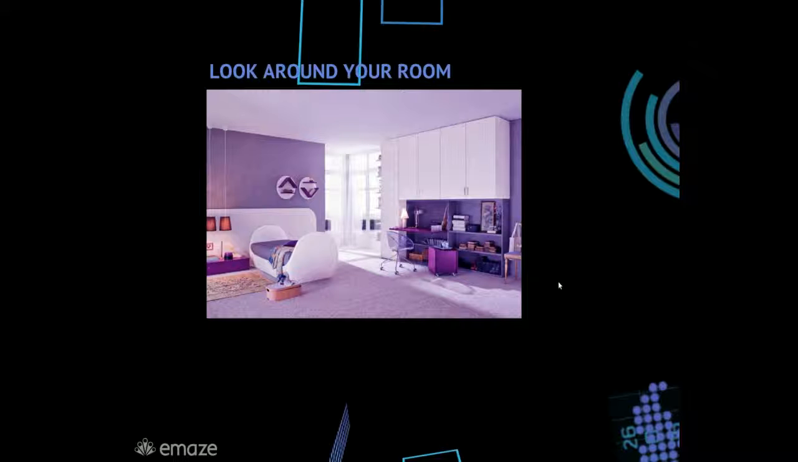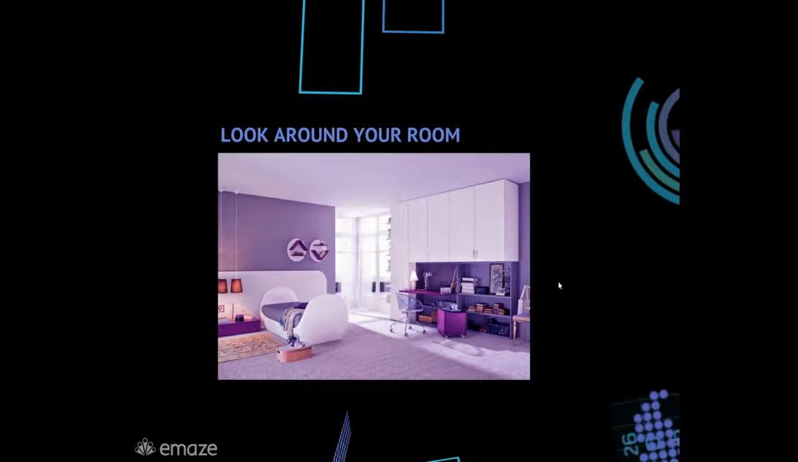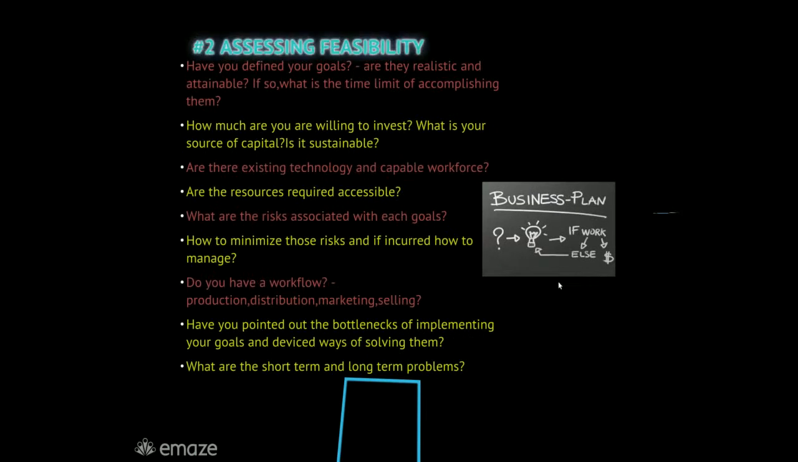Step 2. Step 2 is to see if your idea is feasible in the long term or not. Ask these questions to determine if it is attainable. Have you defined your goals? Are they realistic and attainable? If so, what is the time limit of accomplishing them?